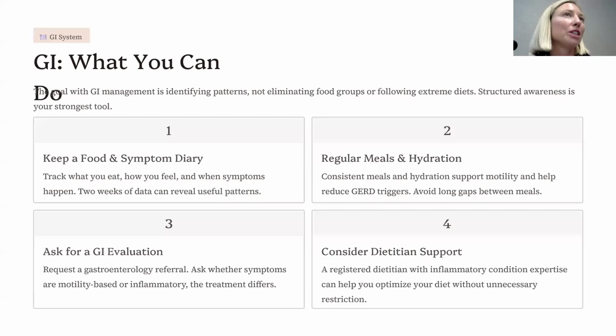It's also worth asking for a GI evaluation, especially if you're discussing symptoms and you want to talk about whether they might be related to higher levels of inflammation, or are they related to motility issues, because how you treat those would be different. And then ultimately working with a dietitian can also help avoid unnecessary dietary restriction. You want to have a good quality of life. So you want to make sure that you're optimizing your nutrition and you're living a comfortable, happy life, eating the foods you want to eat.